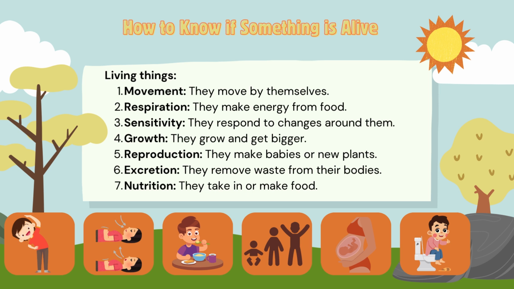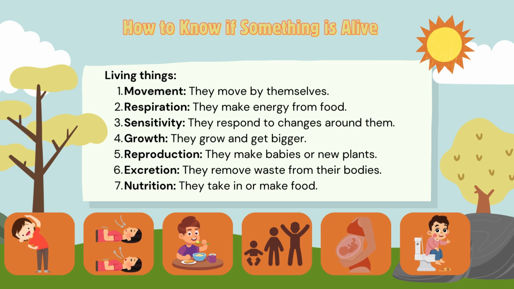We can identify something as living by checking if it does these six things. Sorry guys, it's seven things. So, for example, a cat grows, moves, breathes, reacts when it's called, has babies, and eats food. So it's alive. If anything doesn't have one of these seven things, it is non-living.